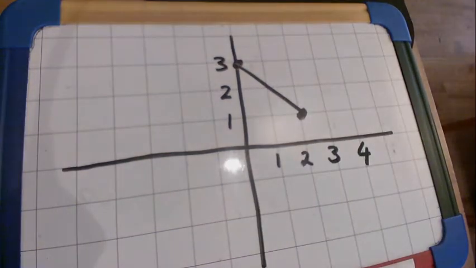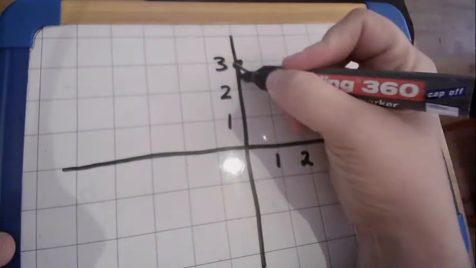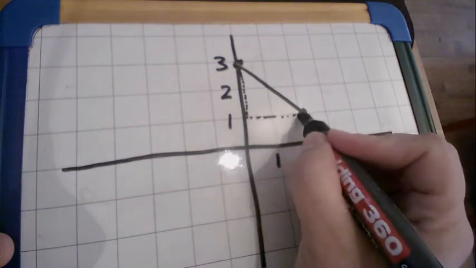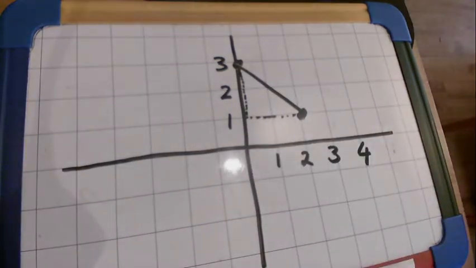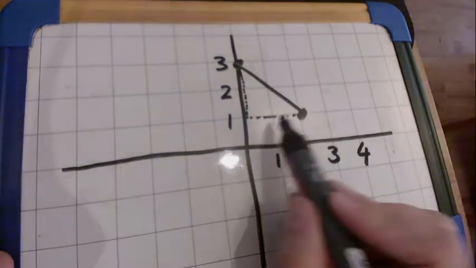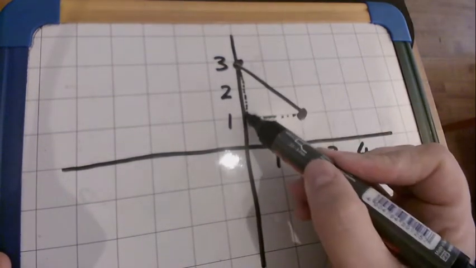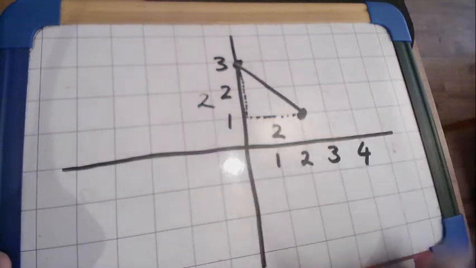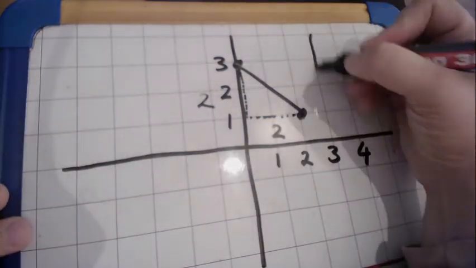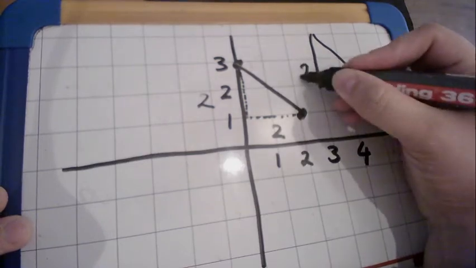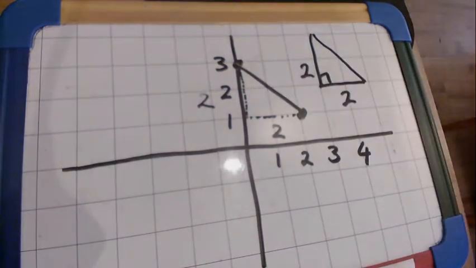Well, the best way to do this is to form a triangle. So I'm going to extend this down and across, and that forms a right angle triangle. Now the length of this side is 2. The length of this side is 2. So I have a right angle triangle which has 2 sides of 2.